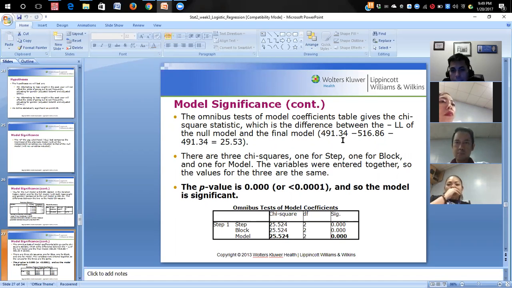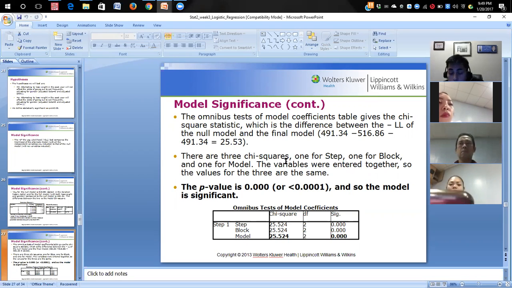So when we look at the SPSS output, our null model was 491.34, and then we have 516.86. You subtract that because it uses the chi-square model, which is your expected versus the observed frequencies of the values. And so we have 25.53.